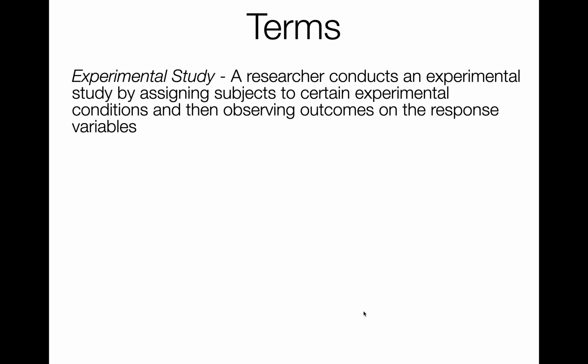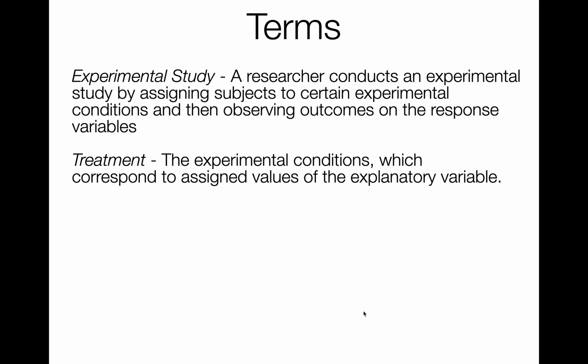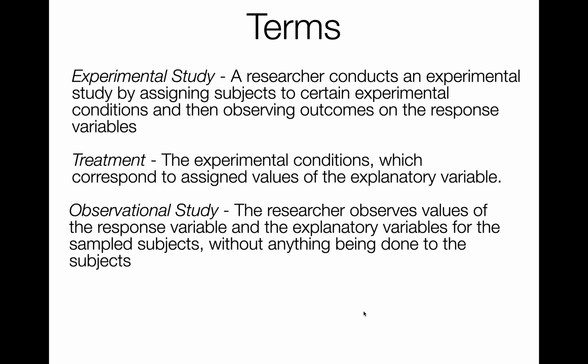where you have a number of different conditions that you can apply to the person, and so you put them into different groups and you see what happens. Okay, and so when you have an experimental study, you have a couple other terms that go along with it. One is treatment. Okay, and the treatment is the experimental conditions which correspond to assigned values of the explanatory variable, and then so that's a treatment.